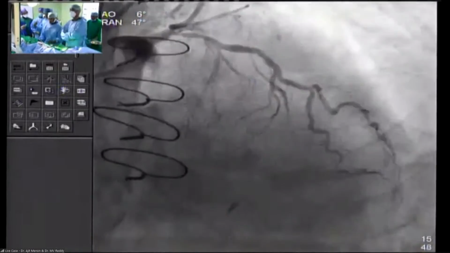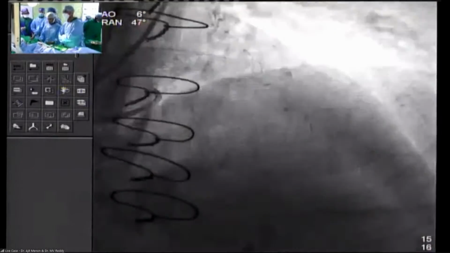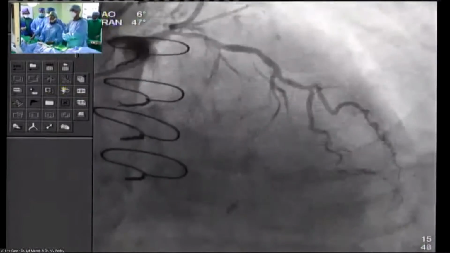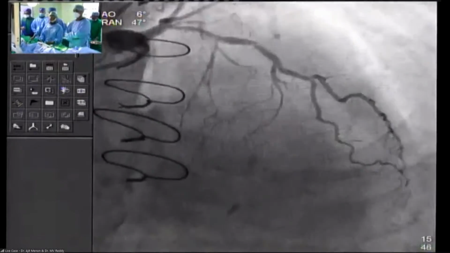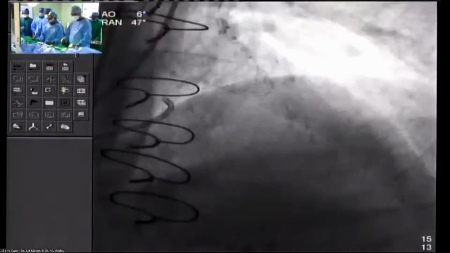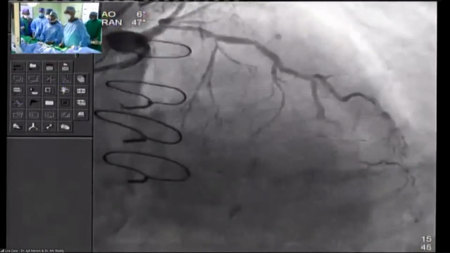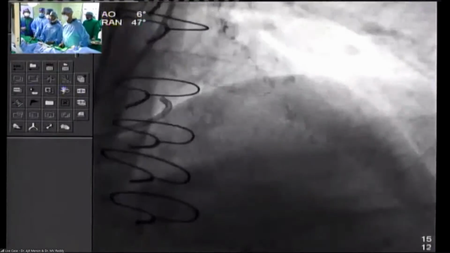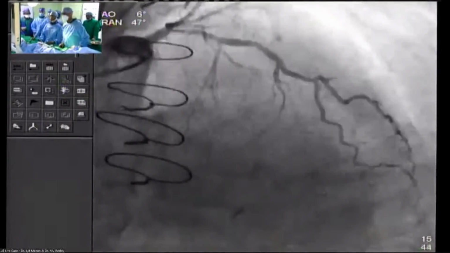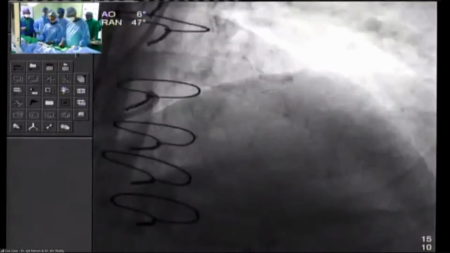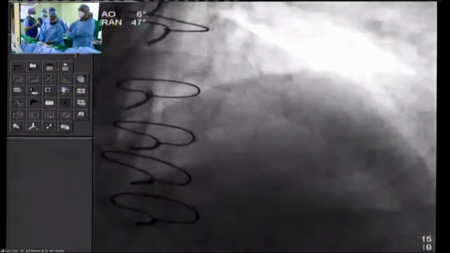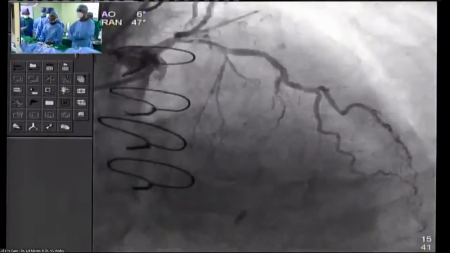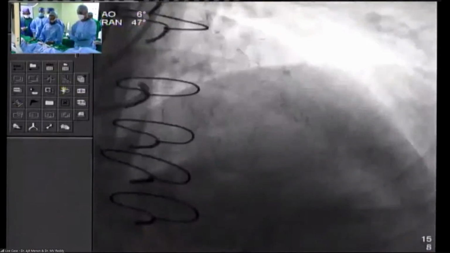Any thoughts, panel? Possibly the LIMA is string-like because the native flow in the LAD is reasonably brisk. I don't know where his ischemia is coming from. Is it from the graft to the OM, or which is the lesion, or is it the LAD? But if the LAD looks pretty critical and the OM looks tight, I think we should fix both maybe and see.